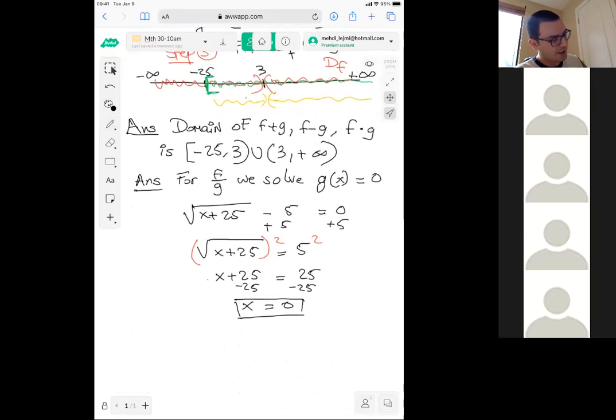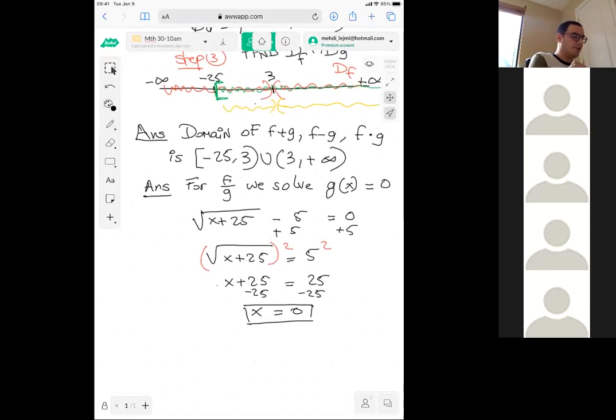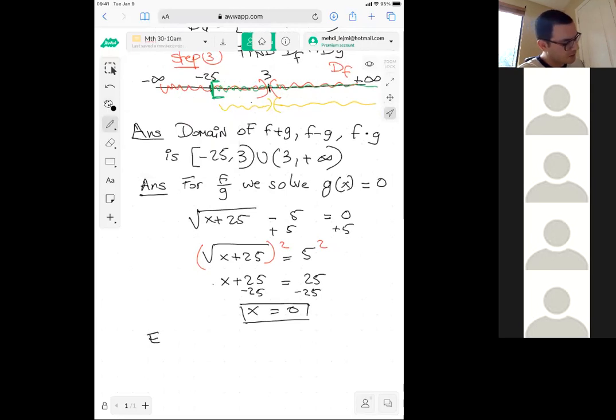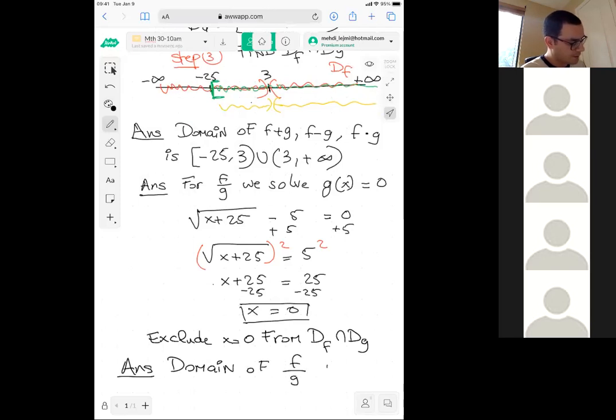So what I'm saying is, to get the domain of F over G, all you have to do is exclude the 0 from the intersection domain. So here's the answer. We have to exclude 0 from the intersection or common domain. So find an answer here. So the domain of F over G is, I'm going to exclude 0 from the common domain.